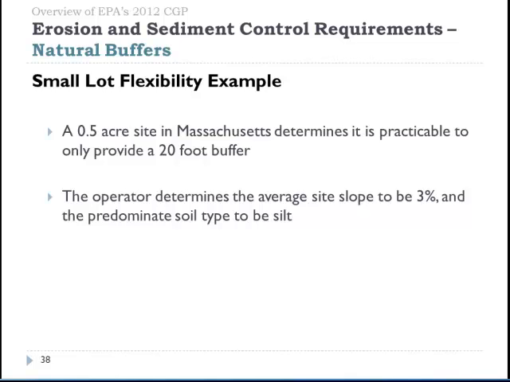And so I'd like to go through an example of how a site would comply with this compliance alternative. So here we have an example of a half-acre site in Massachusetts that is only able to provide a 20-foot buffer. The small residential lot compliance alternative requires some site-specific information as well. You would need to find out what your average site slope is and your predominant soil type. In this example, the operator determines that their average site slope is 3% and predominant soil type is silt.